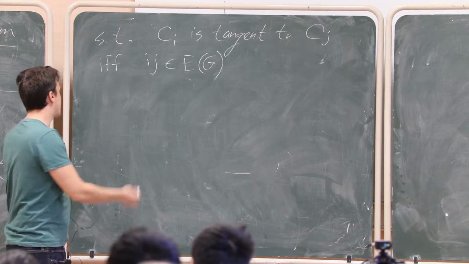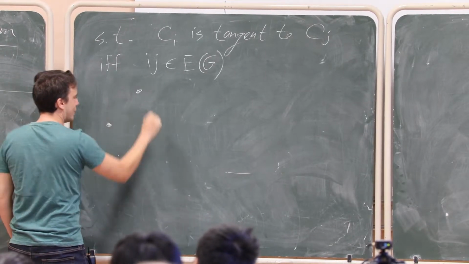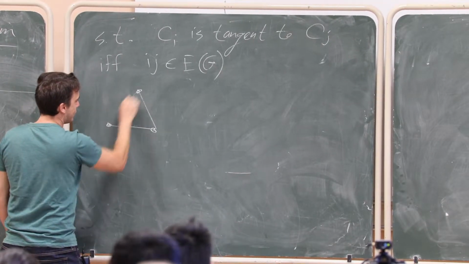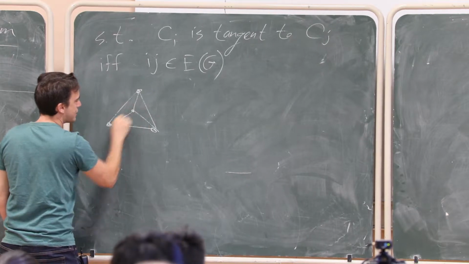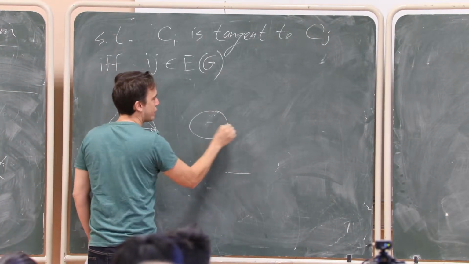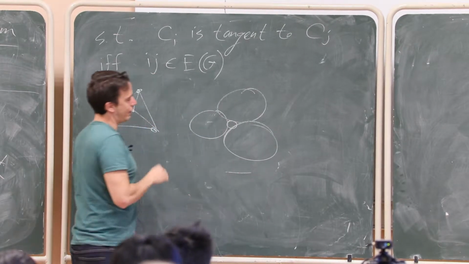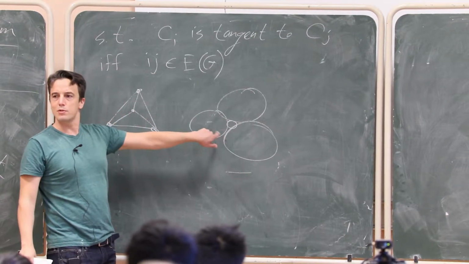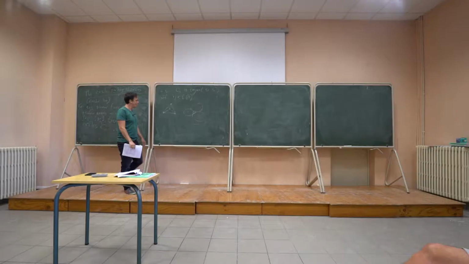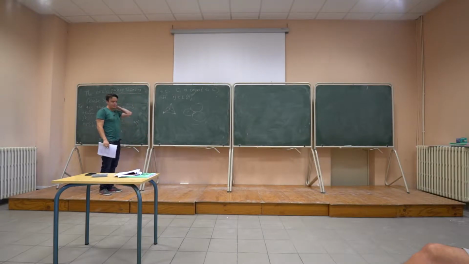Okay, and of course here's the basic, perhaps the easiest or second easiest example. You have 3 circles like that, and these 2 are supposed to be tangent. It's always hard to draw these things.